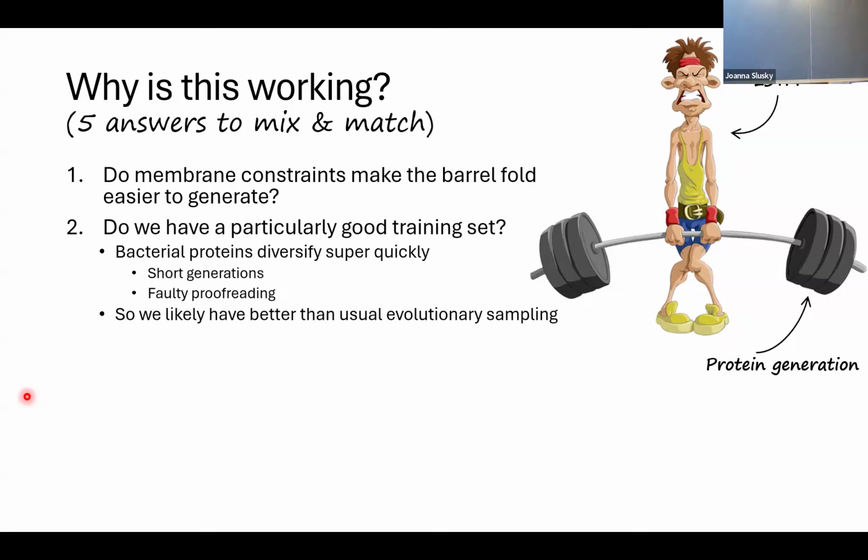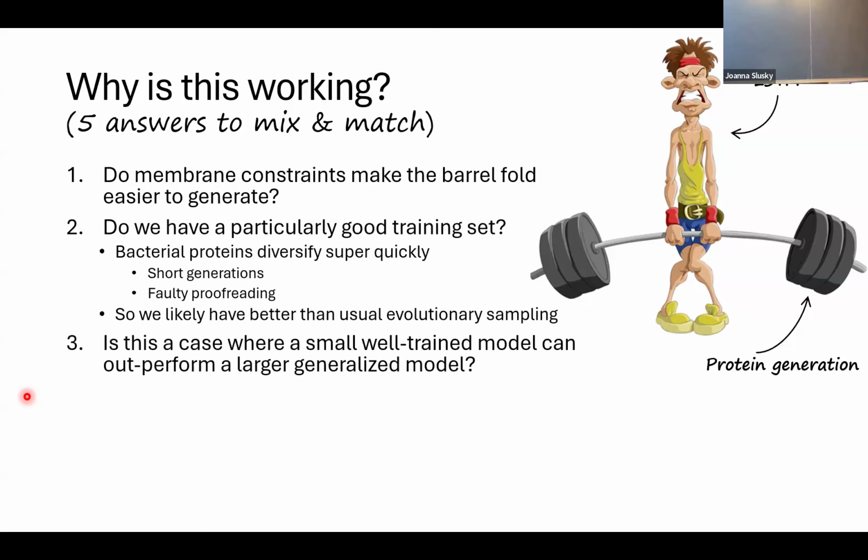It's possible that we have just a particularly good training set. So bacterial proteins diversify super quickly, right? They've got terrible proofreading, short generations. So we likely have better than usual evolutionary sampling. And maybe that's really helpful for being able to generate the fold.